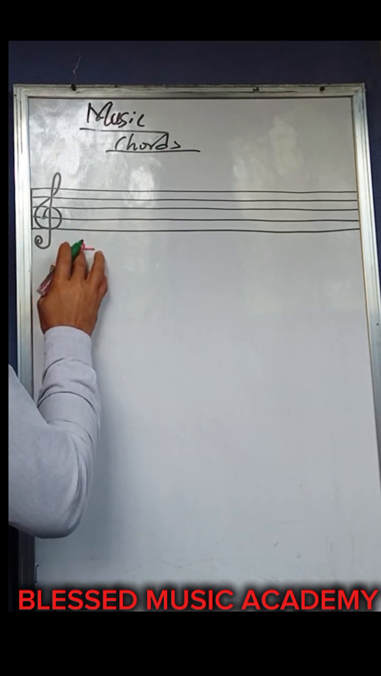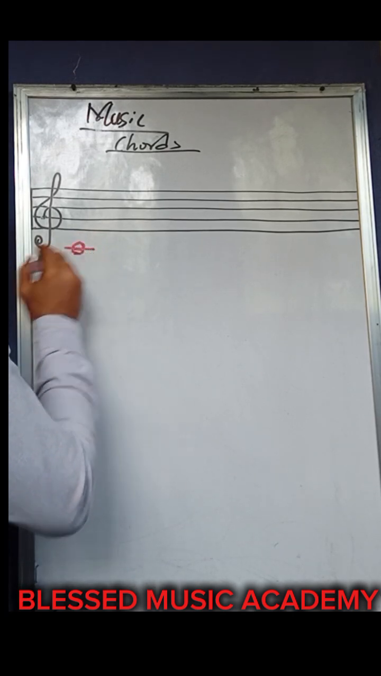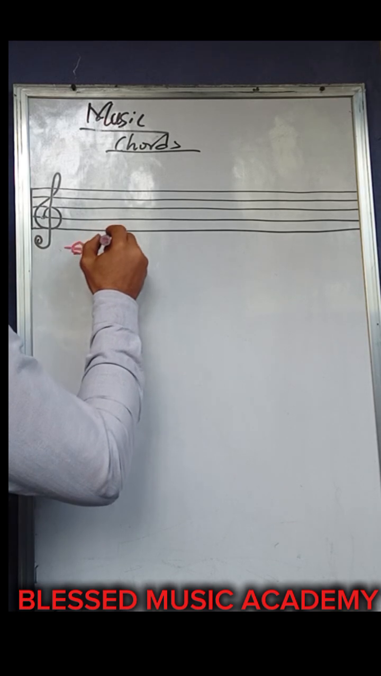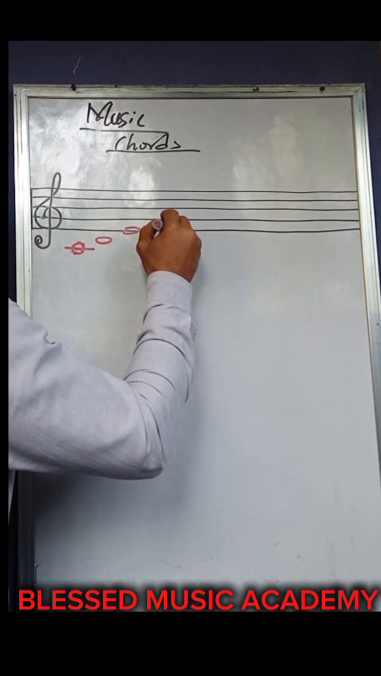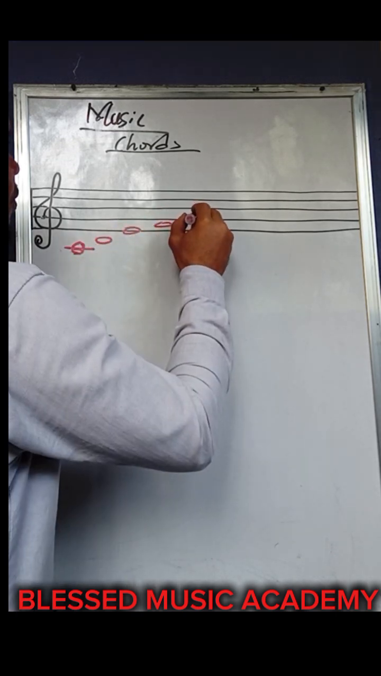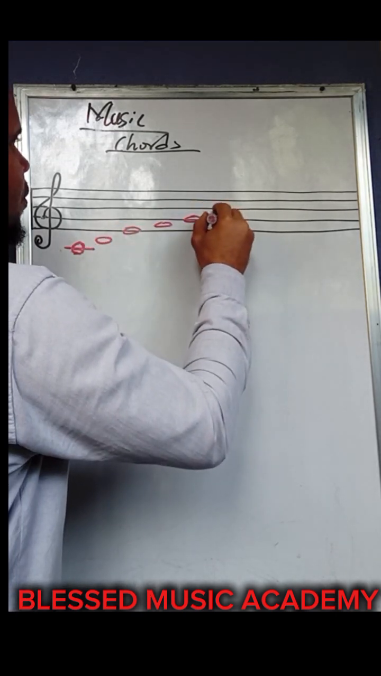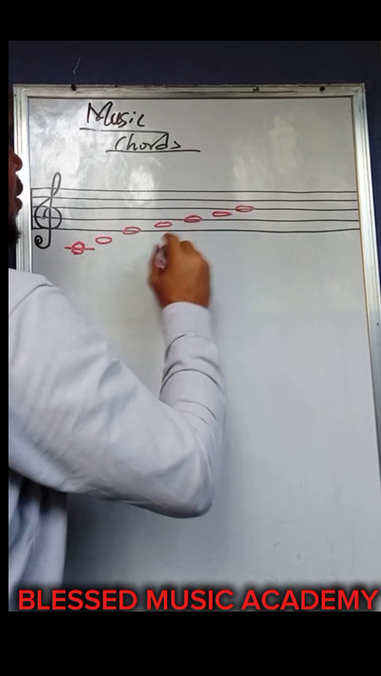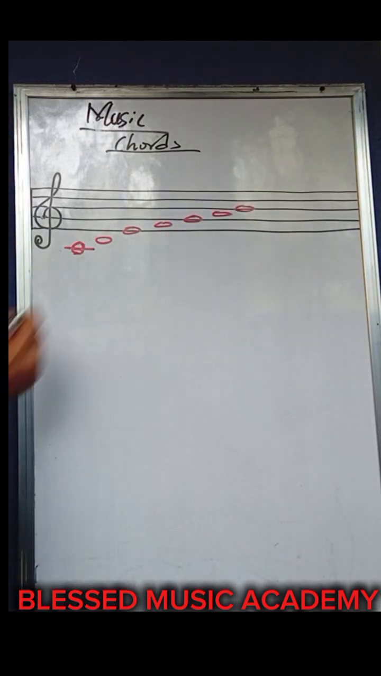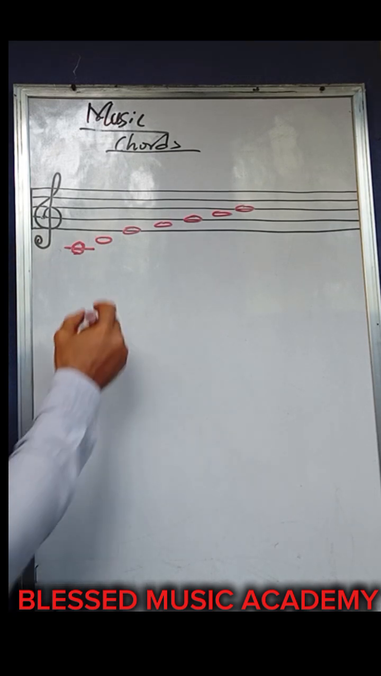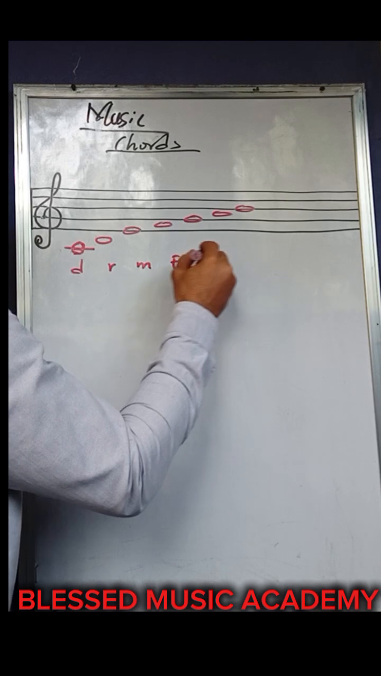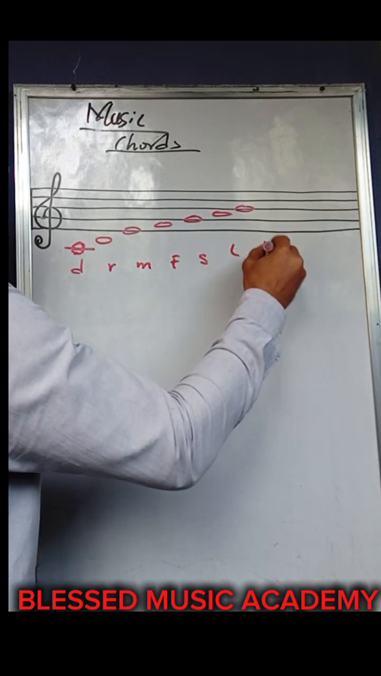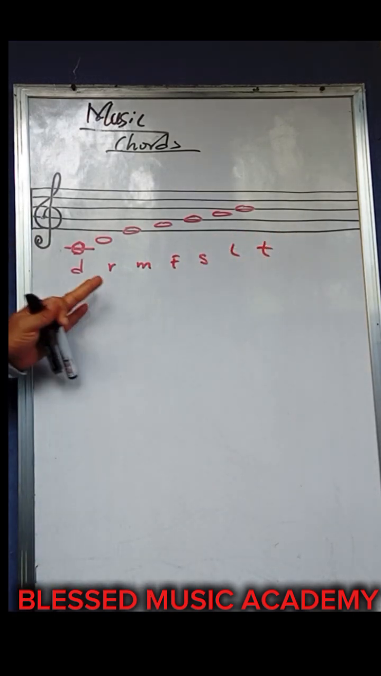This is my C. This is my do, re, mi, fa, so, la, ti. Let me not complete it because you are coming back to the same thing. So you have gotten your scale. This is the same thing as do, re, mi, fa, so, la, and then ti.